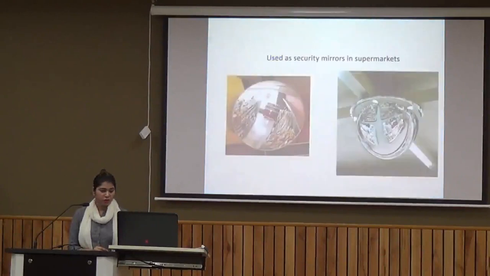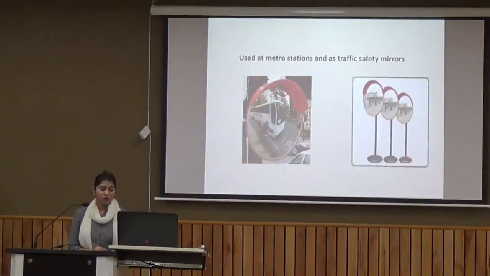Now you must have observed these kinds of mirrors in supermarkets. These are also convex mirrors, used for security or surveillance purposes. You might have also noticed these mirrors at metro stations and in parking areas. All of these are convex mirrors. Because they form small, virtual images of the object, they cover a large area. They give a wider field of view, which is the main reason why they are used for security and surveillance.